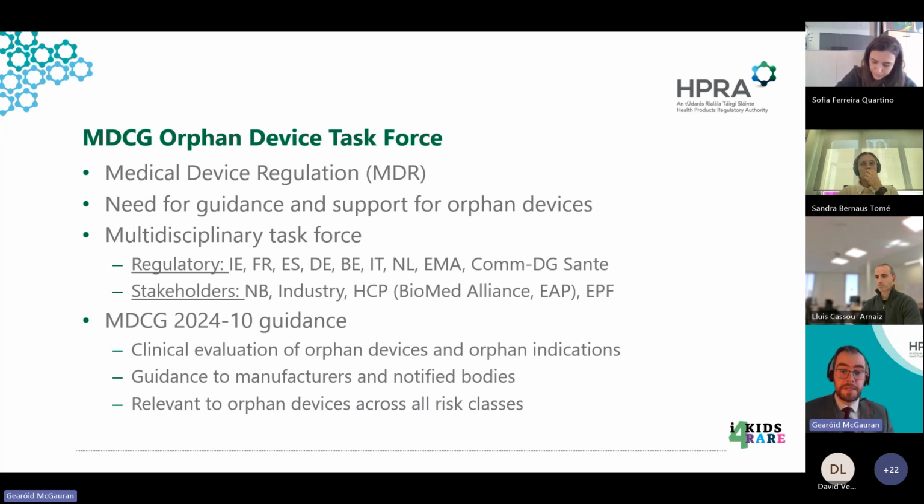The Orphan Device Task Force developed the guidance document MDCG 2024-10. This guidance focuses on the clinical evaluation of orphan devices and devices with orphan indications. The guidance is directed towards manufacturers and notified bodies and is relevant to all orphan devices across all risk classes.